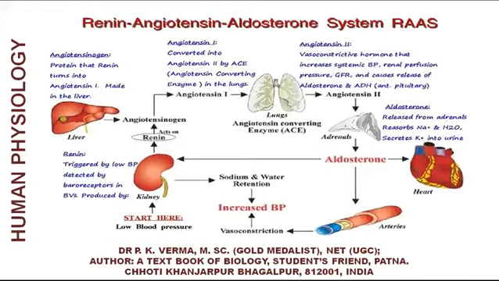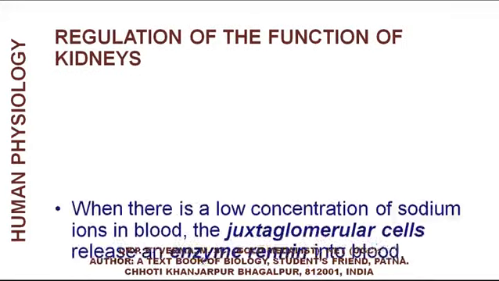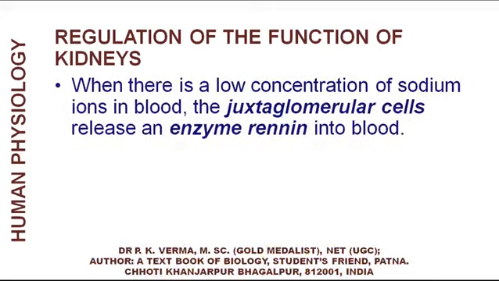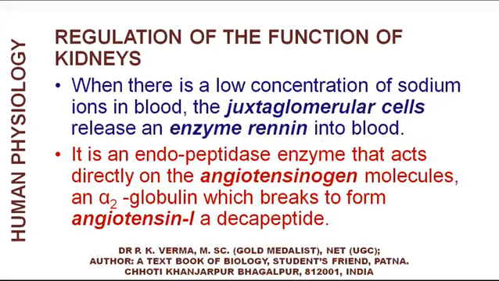Now, on the absorption of sodium, I have said that there are some processes of active absorption of sodium. The active absorption of sodium is dependent on the renin, angiotensin, aldosterone system. Whenever there is low sodium in the afferent renal arteries, the juxtaglomerular cells become active and release enzyme renin. This renin acts on the angiotensinogen protein present in the blood plasma.